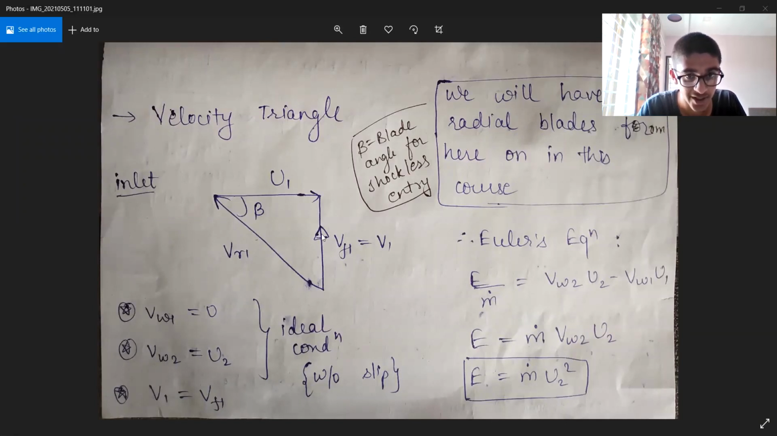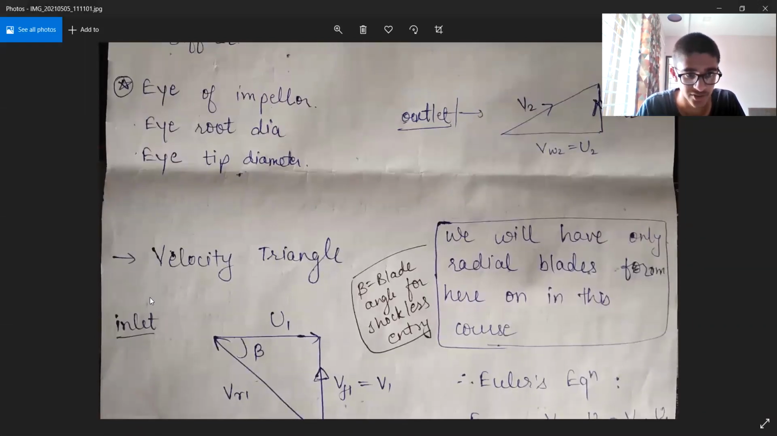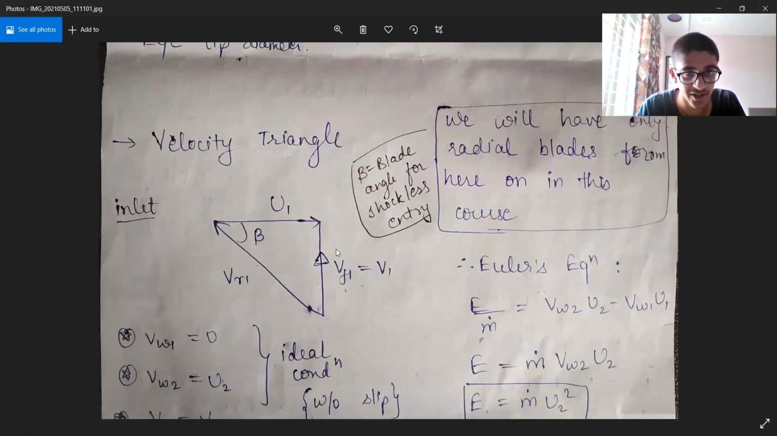Over here we know that it is an axial inlet, so the flow is purely axial at the inlet. So V1 is equal to Vf1. That is, the flow velocity is equal to the absolute velocity. And VW indicates the whirl velocity of the fluid. Ideally the whirl velocity VW1 is 0, and we'll see VW2 at the outlet. So this is the inlet velocity triangle, and V1 is equal to Vf1. These are the conditions without slip. We'll see what slip is also. But you must remember this is how the inlet velocity triangle looks.